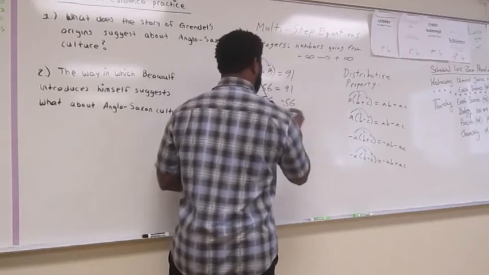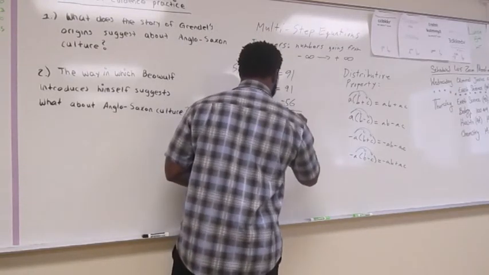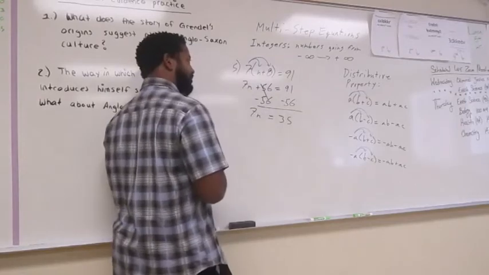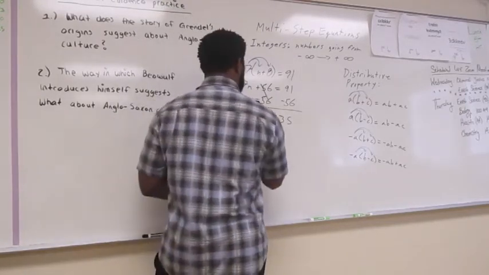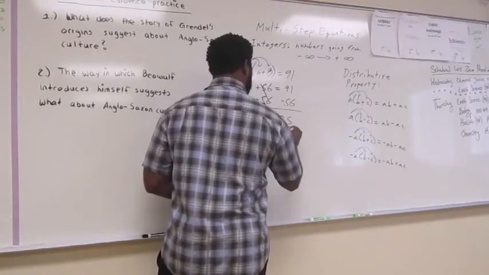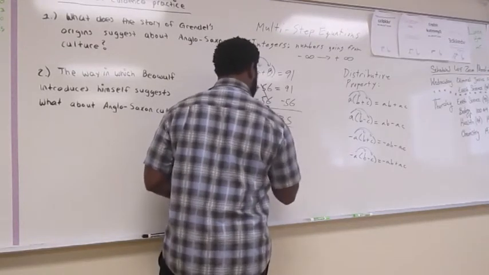Not negative, it's just 35. 91 minus 56. Right? Obviously, we divide, therefore n is equal to 5.